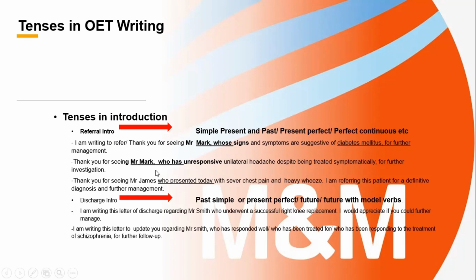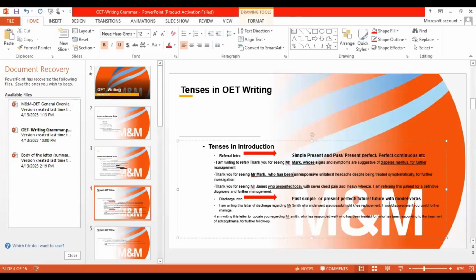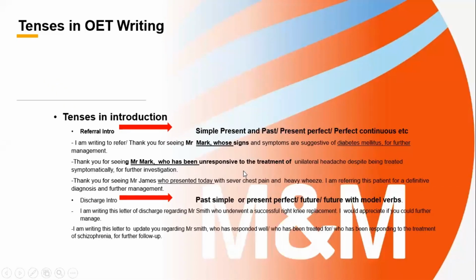Similarly, in the next example, I have used one statement over here. I'd like to correct it over here. Okay. So basically, I have corrected it, sorry for that: who has been unresponsive to the treatment of unilateral headache. So it's the present perfect in the passive voice form. I have used the present perfect tense in the introduction, but in the passive voice form.